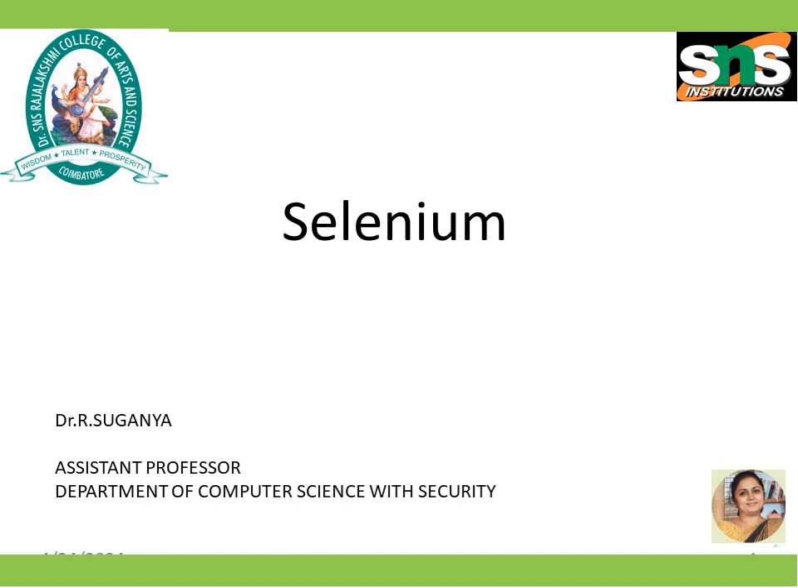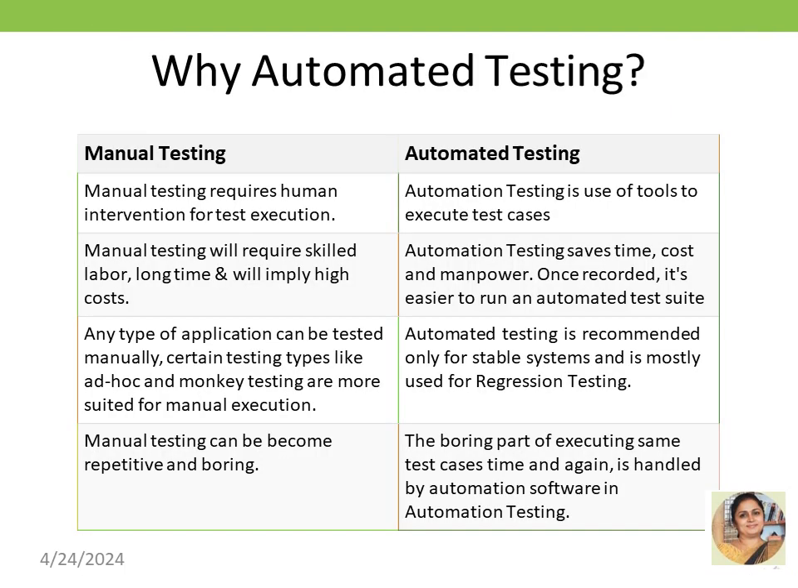Today we are going to see about the topic Selenium. Why Selenium? It is for automated testing. We have to see the difference between manual testing and automated testing. Manual testing requires human intervention for test execution. Automation testing is the use of tools to execute the testing; once recorded, it's easier to run an automated test suite.